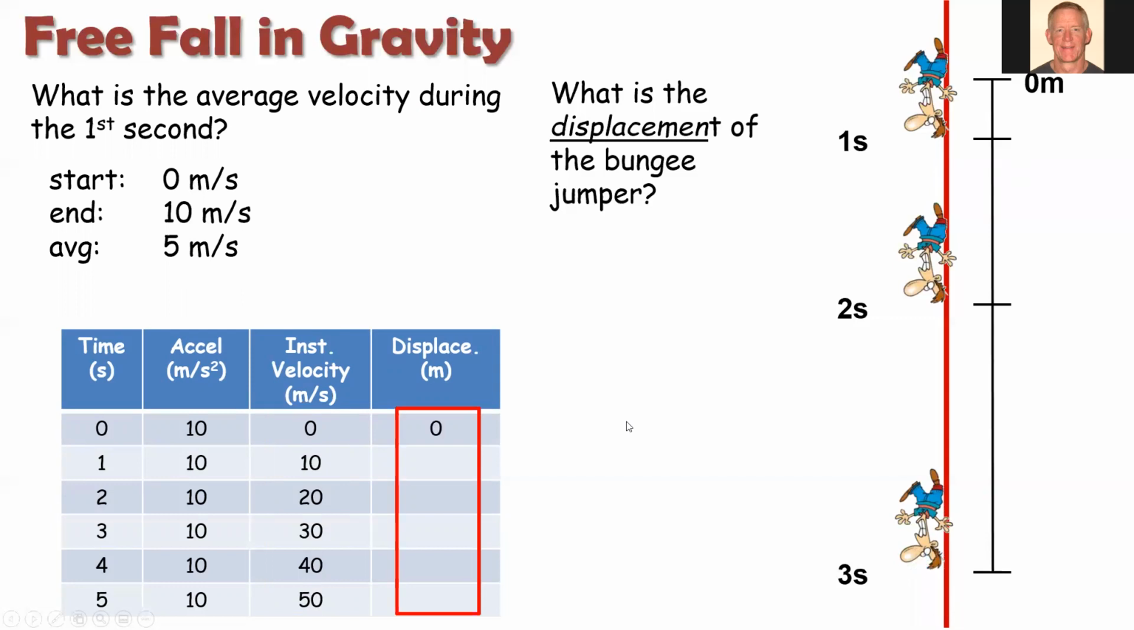So how far did he travel? What was his displacement? Well, 1 second times his average velocity would give us his displacement. If we multiply that, we see that at the end of 1 second, he had gone 5 meters. Okay, so let's do the same process a couple more times. How far is he going to travel now?